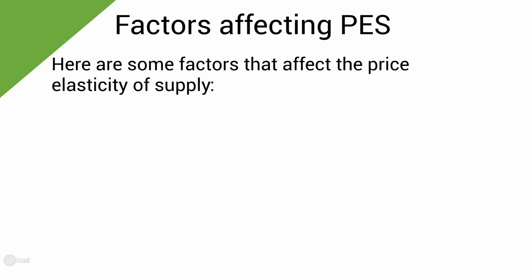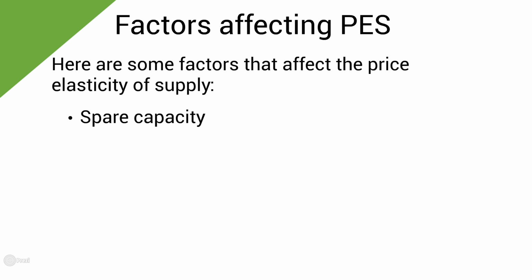Here are some factors that affect the price elasticity of supply. The first one is spare capacity. If firms have spare capacity, then they can easily increase output without a huge rise in costs. This would result in the supply curve being fairly elastic and fairly flat.